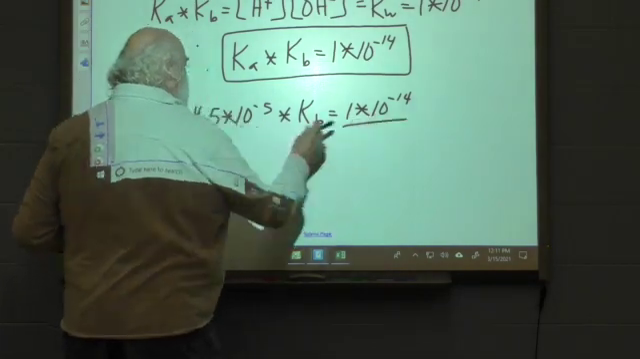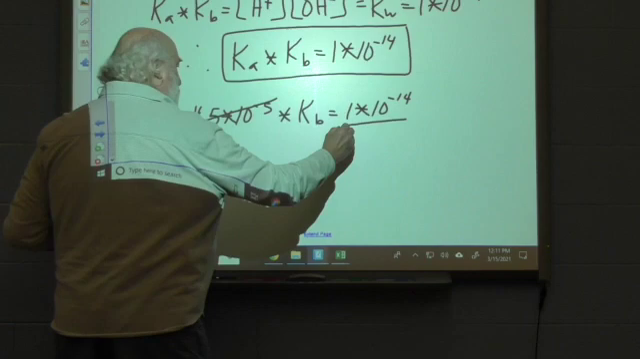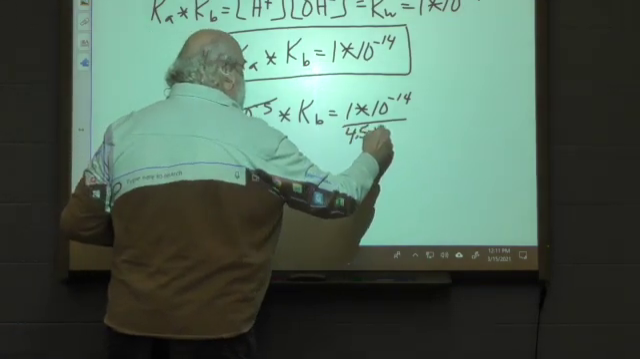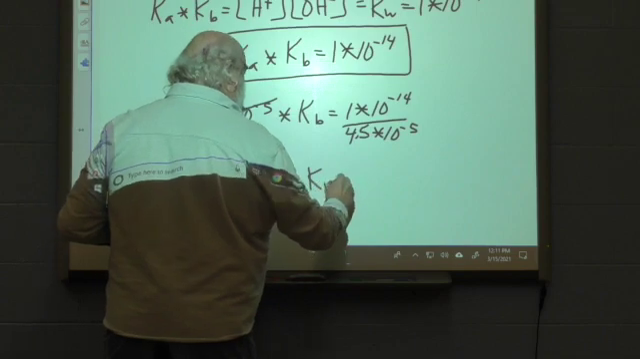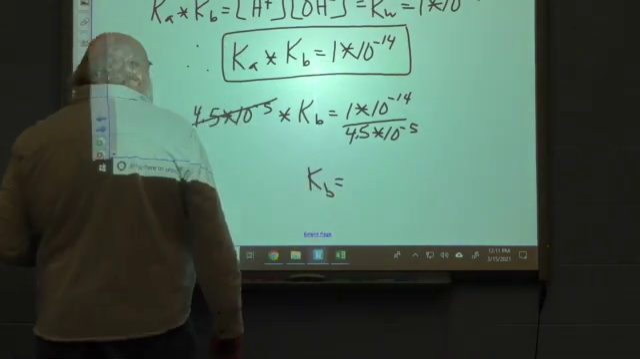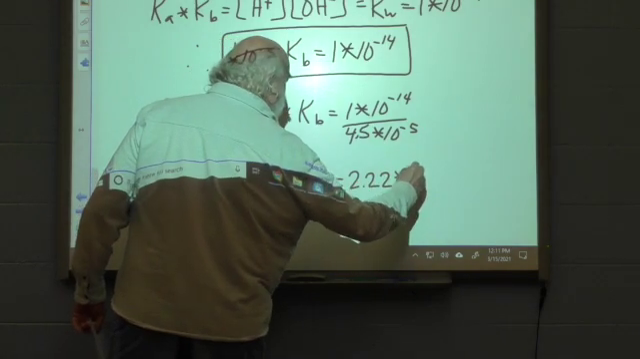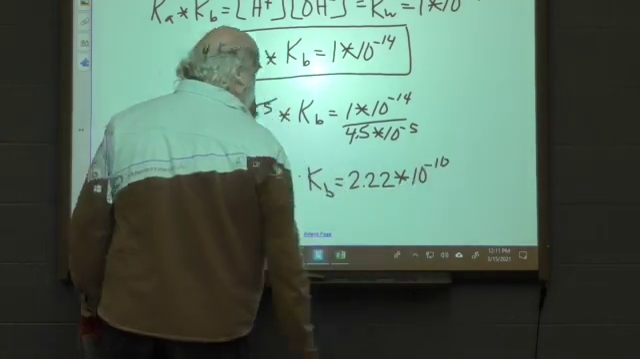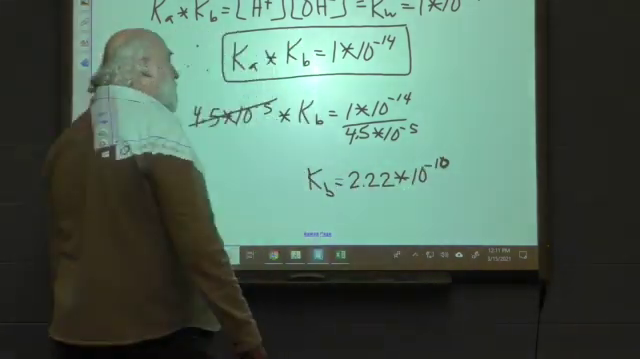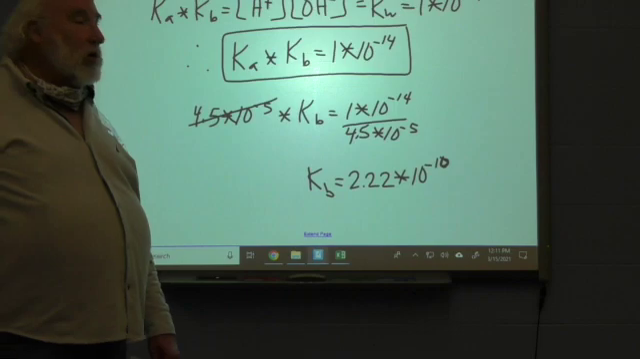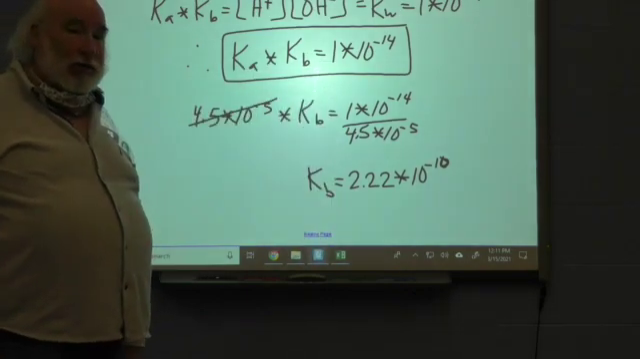Divide by this expression here to get Kb by itself. That cancels out. 4.5 times 10 to the negative 5. Buckle up your calculators, punch in a bunch of numbers, let the smoke clear, and we have 2.22 times 10 to the negative 10. That's a 10, not a 6. And that is the idea behind using conjugate Kas and Kbs.